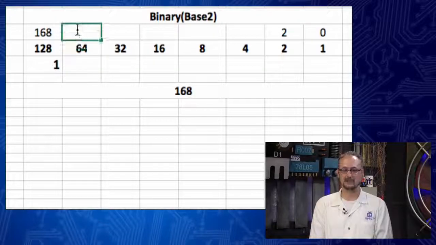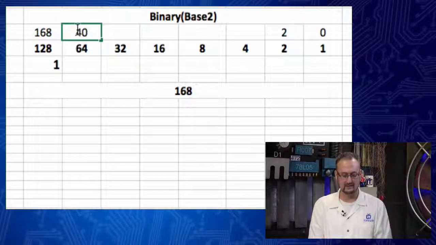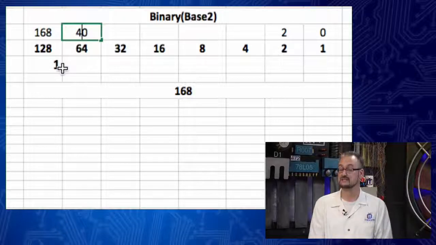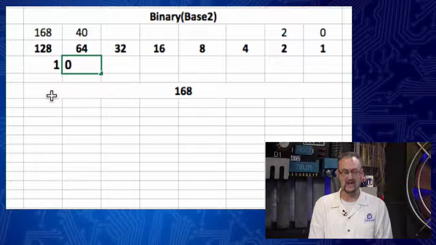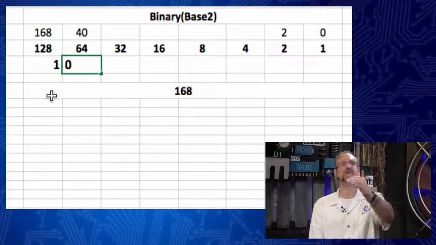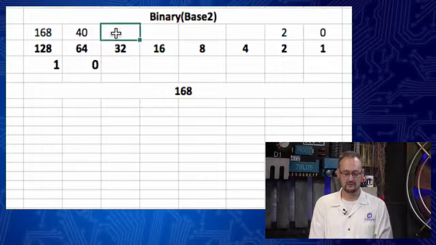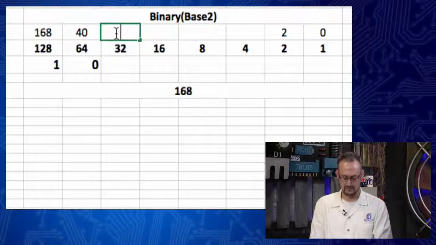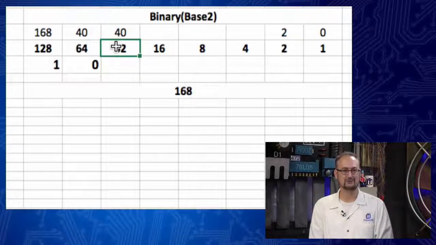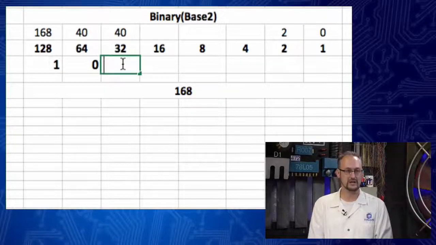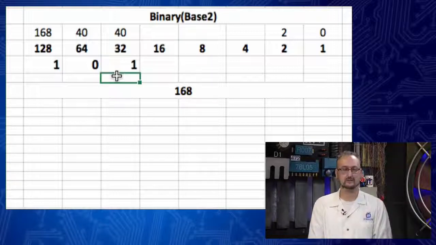Now I'm going to move to the next bit and put 40 over there. Can I subtract 64 from 40? The answer is no. If I cannot use that place value by subtracting it, it is false, which means it's a 0. Then we move to the next bit. We have 40, and can we subtract 32 from 40? The answer is true, so that becomes a binary 1. That leaves us with a remainder of 8.